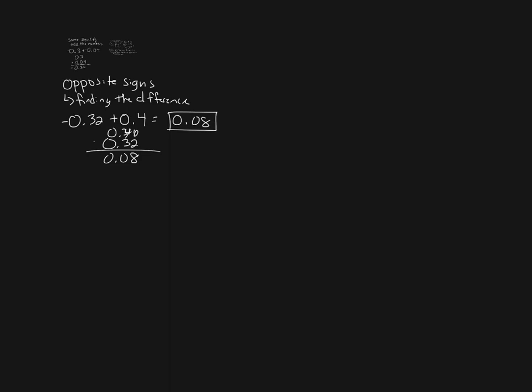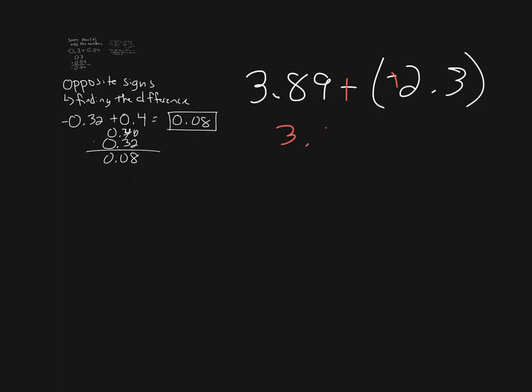With subtraction, the biggest thing to remember is you can always change it to addition. So if I had 3 and 89 hundredths and I was subtracting a negative 2 and 3 tenths, because we have that minus or the opposite of a negative, we can change that to that plus a positive, and now it's just 3 and 89 hundredths plus 2 and 3 tenths. A lot more straightforward for doing our problem.